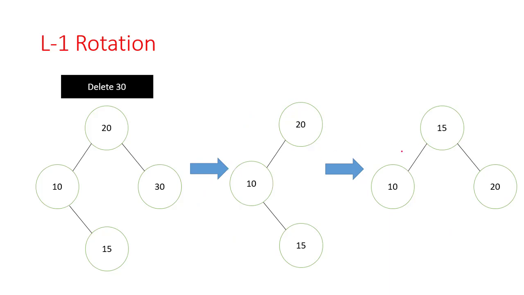Now check the balance factor of all the nodes. The balance factor of 10 is 0. The balance factor of 20 is 0. The balance factor of 15 is 0. Now the tree is balanced.